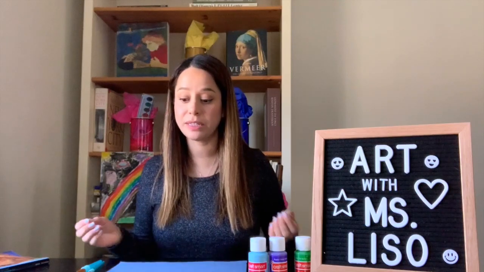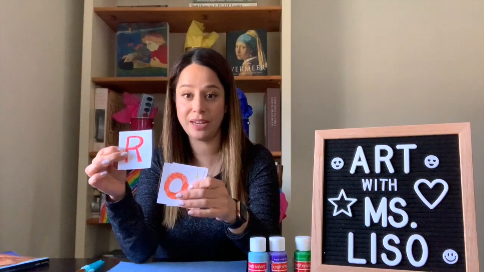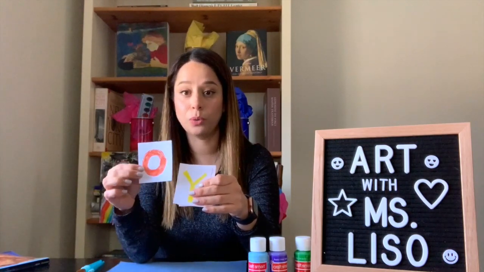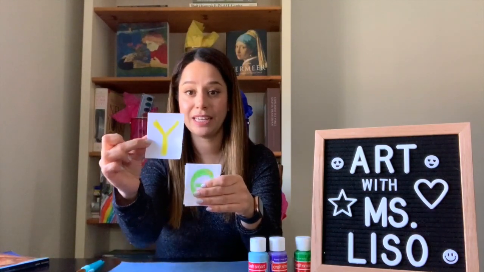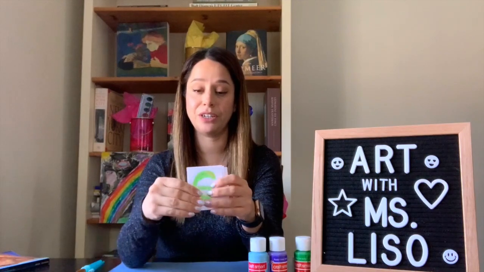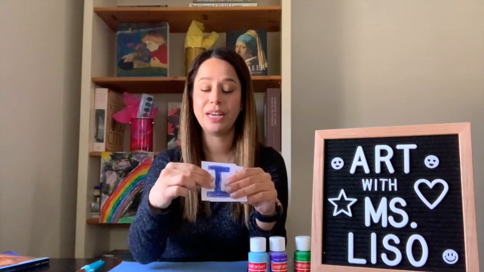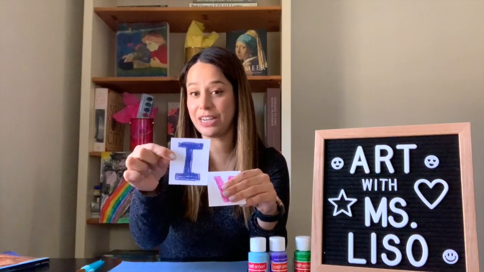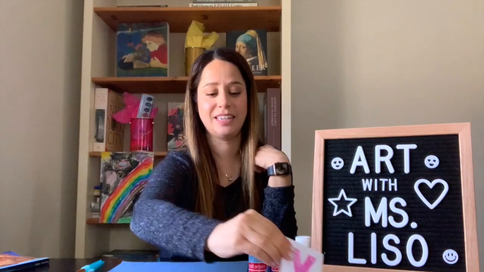And today we're going to continue to talk about color. So last week we talked about rainbow colors and we talked about red. O is for orange. Y is for yellow, very good. G is for green. B is for blue. I is for indigo, which is that inky blue color. And V is for violet.